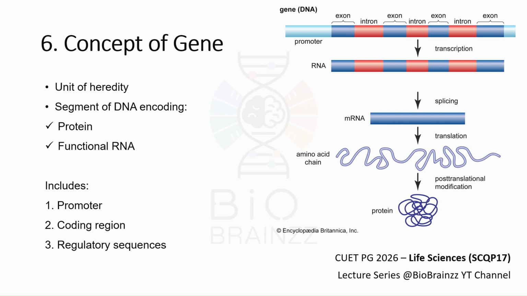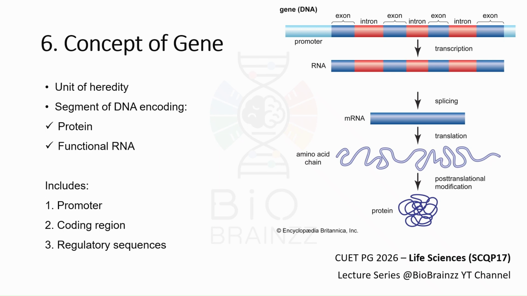Now we come to the final topic of the unit, the concept of a gene. Traditionally, a gene is described as the basic unit of heredity, something that carries information from one generation to the next. In molecular terms, a gene is a segment of DNA that encodes either a protein or a functional RNA molecule such as tRNA or rRNA.